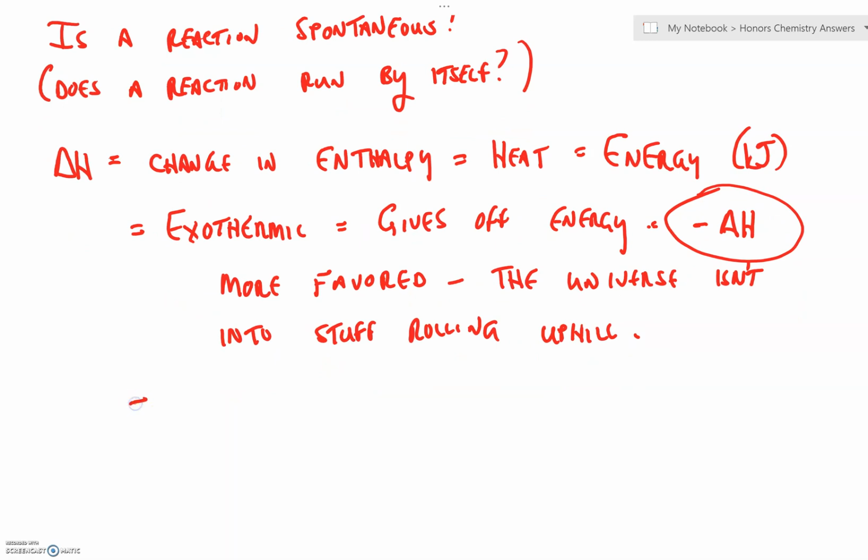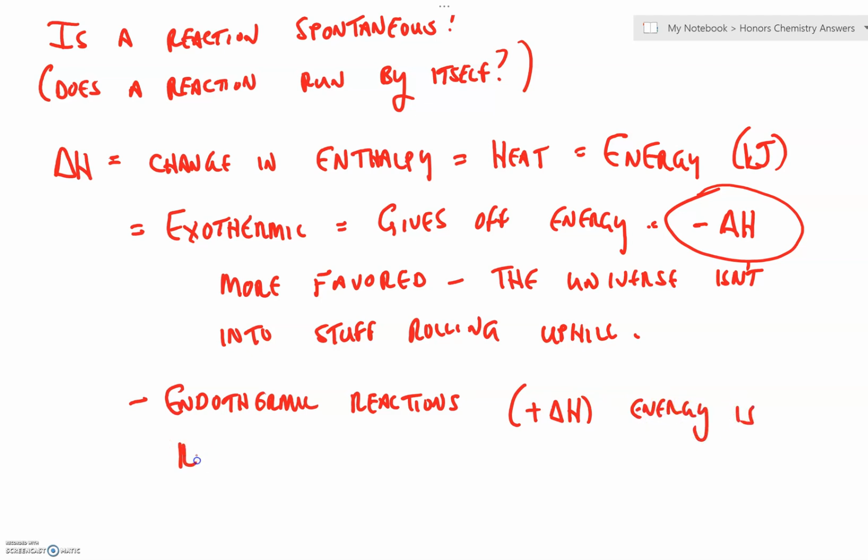We should probably, since we're here, say that endothermic reactions, the ones where the delta H is positive, meaning energy is required, these are generally frowned upon. The universe doesn't favor these. Okay? Cool. So we like reactions that give off energy.